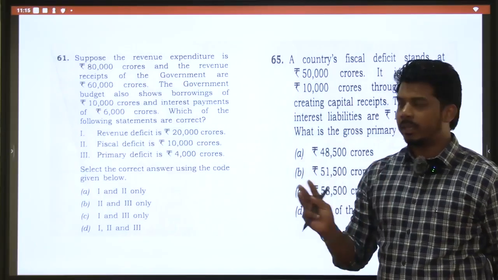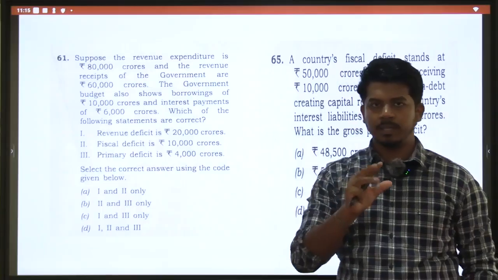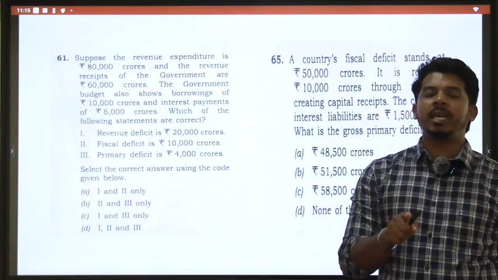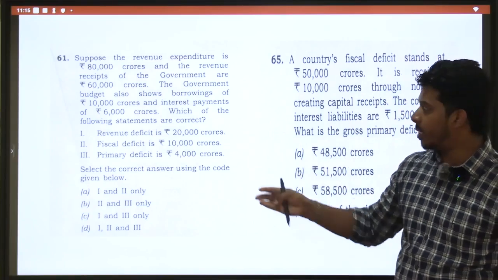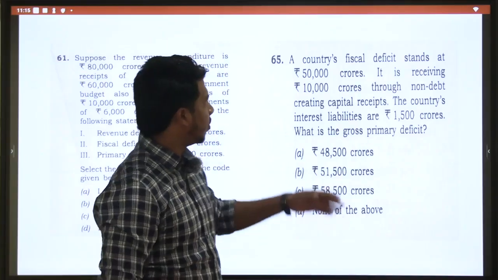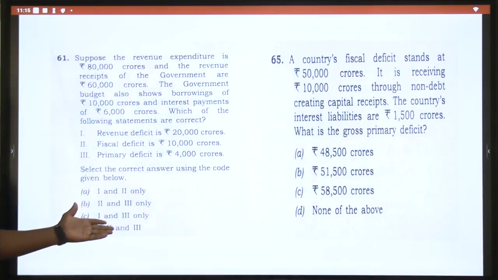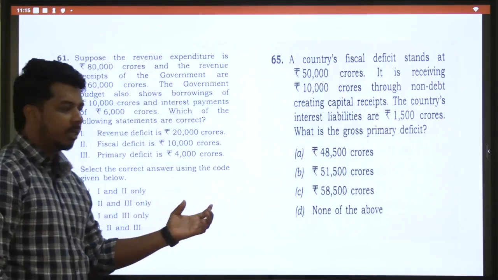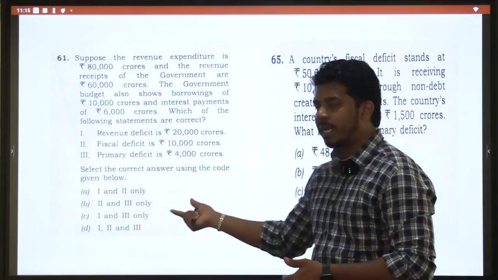These topics you will read in theory. You don't have to read economic survey to understand this concept. But the difference between other questions and these 2 questions is that these are application based. You can see here, they are giving you a situation and they are asking you what is primary deficit in this situation, what is fiscal deficit in this situation. So here you are expected to apply your theoretical knowledge and arrive at the answer.